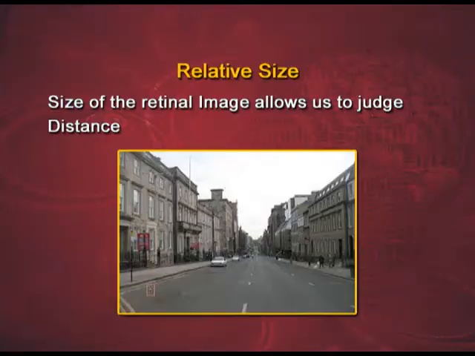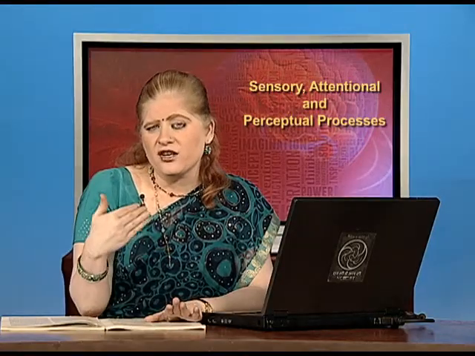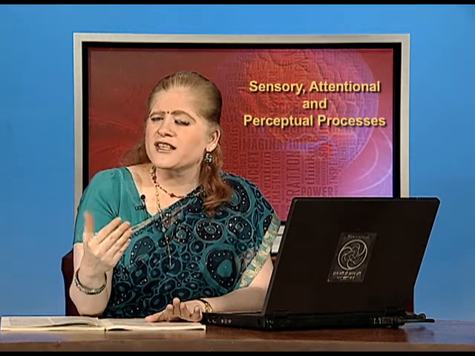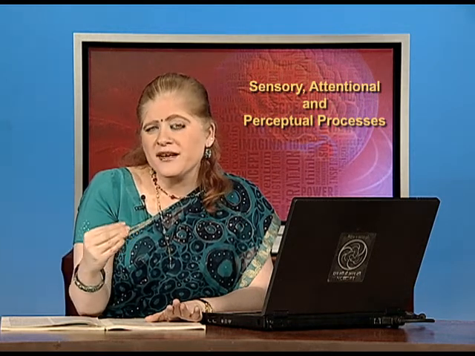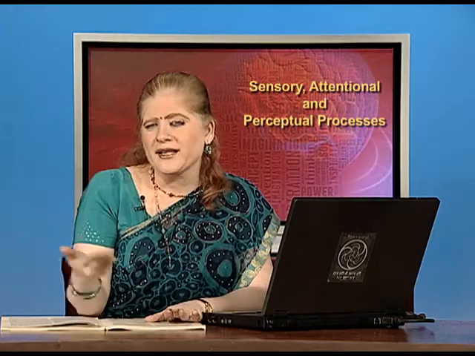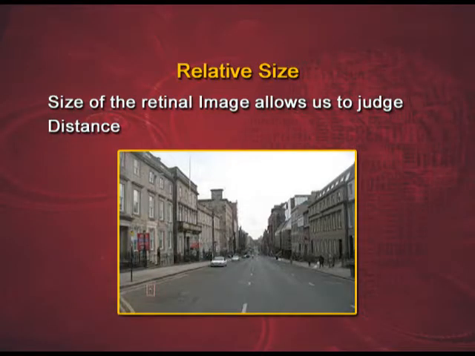The first one being relative size. Size of a retinal image allows us to judge the distance of the image. An image which is nearer to our eye forms a larger size on our retina, and as the image moves farther from us, the size formed on the retina decreases. Hence, from experience we know that objects which appear smaller to us are placed farther away in the distance. In the picture on your screens, you shall be able to know which buildings are nearer and which are farther away from the photographer. Why? Because the buildings that are farther are seen as relatively smaller ones.